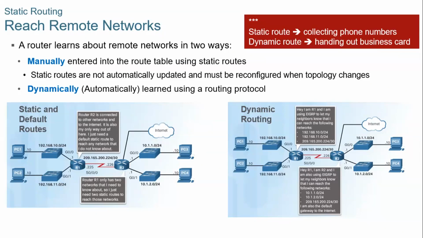If you take an analogy, you can imagine static routing to be like collecting phone numbers. You ask your friend, what is your number? Every friend you ask for the number, and you collect those phone numbers. You write them down in your phone or in your book. And then when a friend changes his phone number, you have to go back to the phone or the book, highlight that one, change it, and get the new number in.